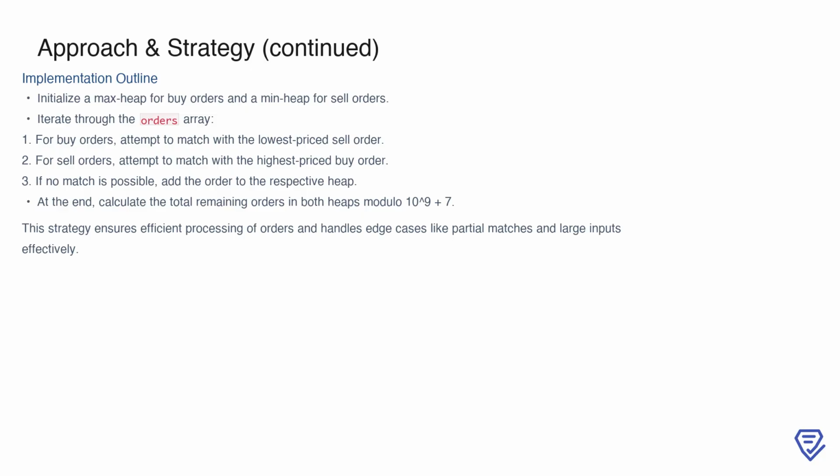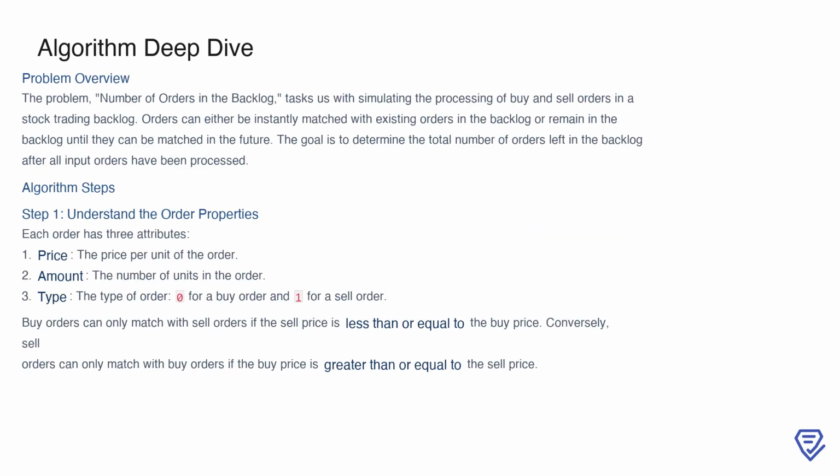Once all orders are processed, we calculate the total remaining orders in both heaps, applying the modulo operation with 10 to the power of 9 plus 7 as required by the problem. This approach ensures that we handle partial matches and large inputs effectively while maintaining efficiency throughout the process. In this problem, number of orders in the backlog, our task is to simulate a stock trading system where buy and sell orders are processed through a backlog.